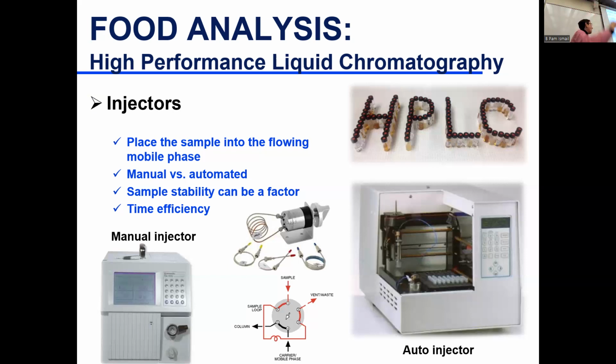Money talks. All right, so manual injection is much cheaper than auto injection. So if you are setting up your lab and you don't have a lot of funding, and you want 2 HPLCs, then you can make sure you have 1 auto and 1 manual.